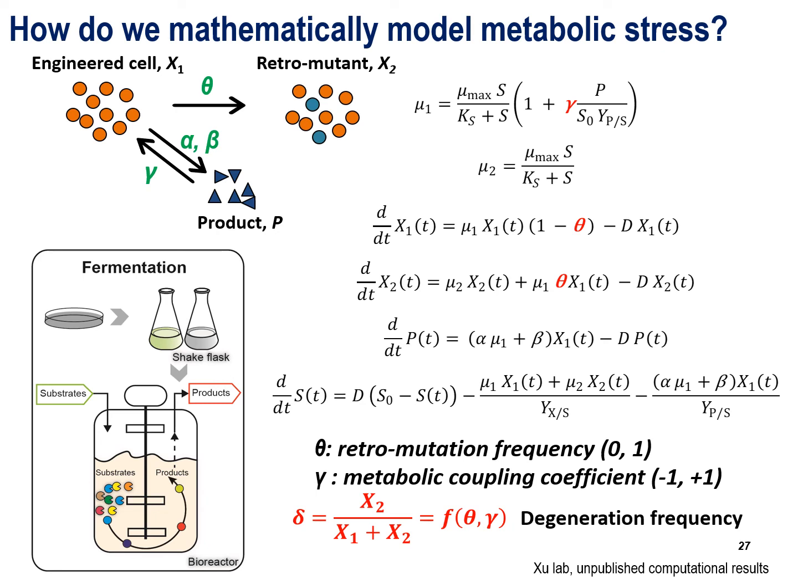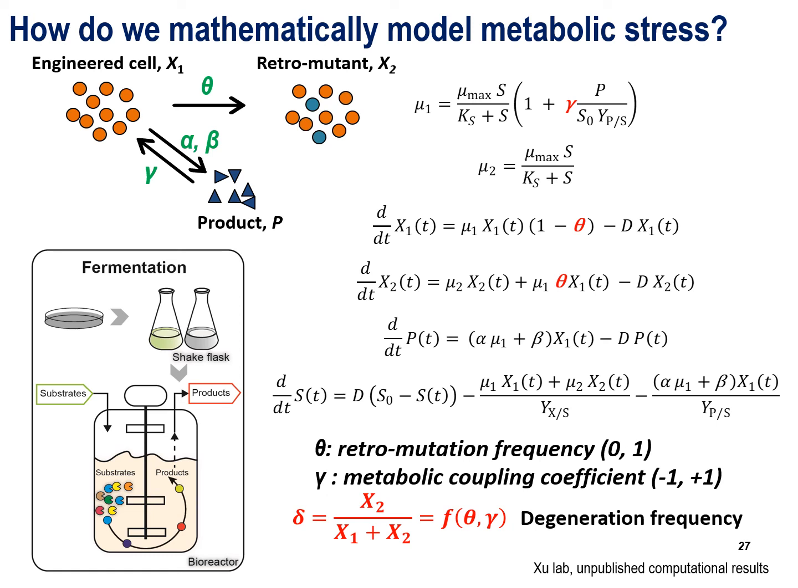Suppose we have an engineered cell that undergoes retro-mutation at a frequency of theta. At the same time, only our engineered cell will produce our final product, through growth-associated and non-growth-associated terms, alpha and beta. Our final product will also be metabolically coupled with our engineered cell, either as an addiction or as a metabolic burden, through the coefficient we call gamma.